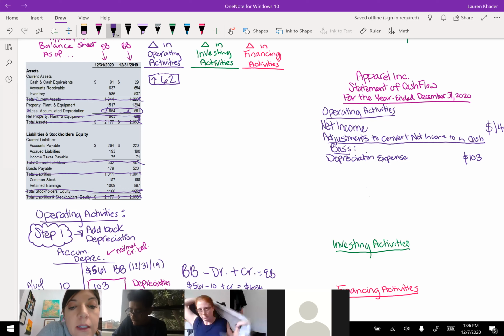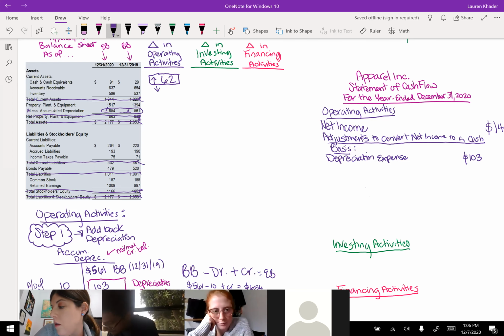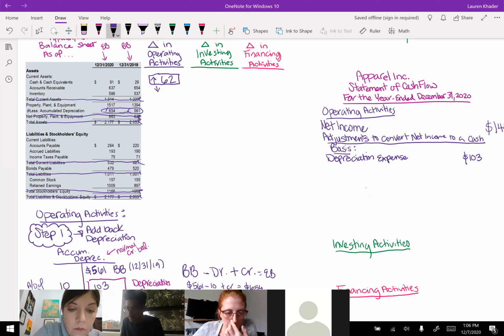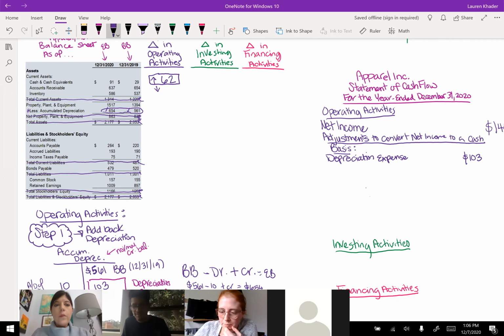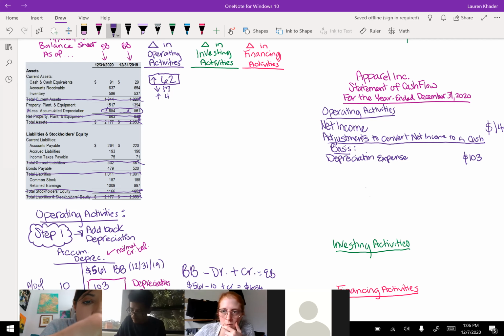Accounts receivable went from 654 to 637. So it decreased year over year by how much? Is it 17? 17. For inventory, we went from 537 to 586. We saw an increase year over year of how much? 49. And we're done with the current assets.